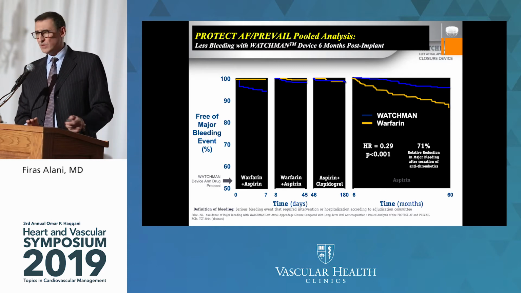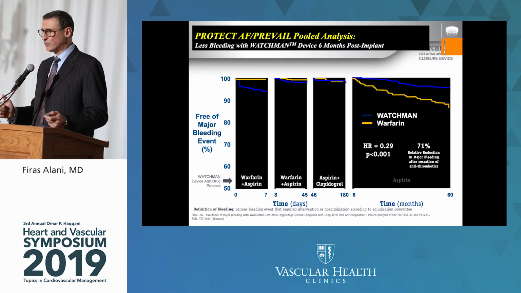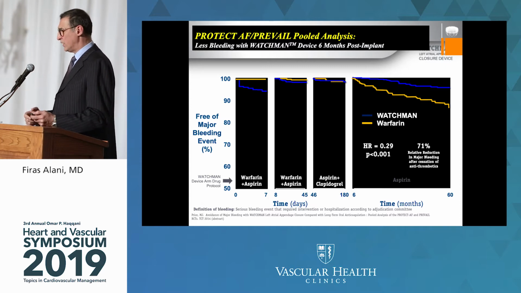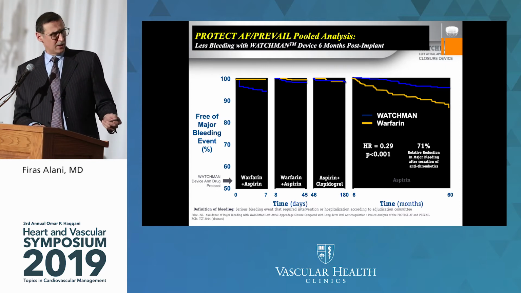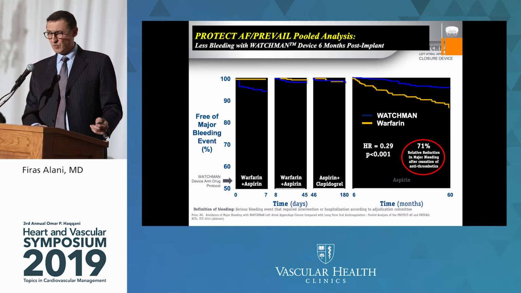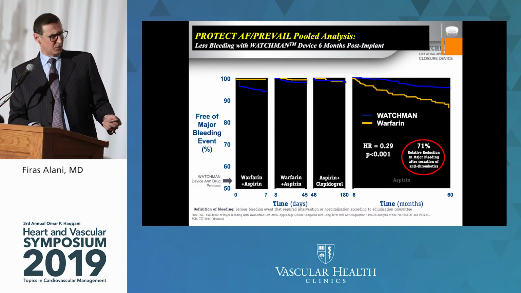The benefit of this obviously is the bleeding risk, because the stroke risk is the same. You can prevent stroke with Coumadin, you can prevent stroke with the Watchman, but you don't bleed with the Watchman, you bleed with Coumadin and the NOACs. You can see it here in the results: a 71% drop in the bleeding risk in the red and the purple bar compared to the blue bar, which is the Watchman.